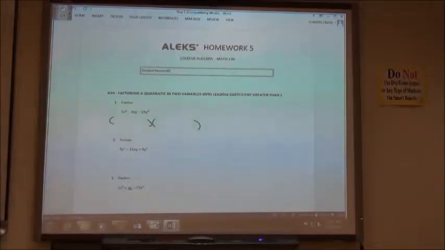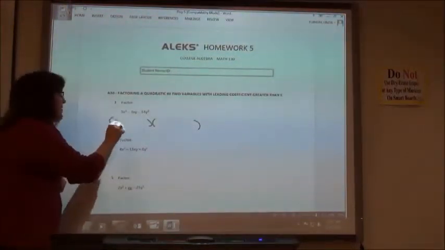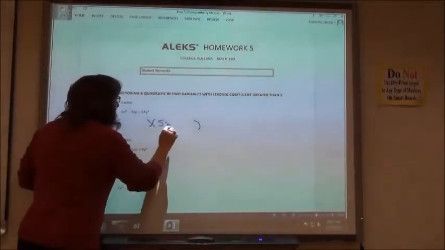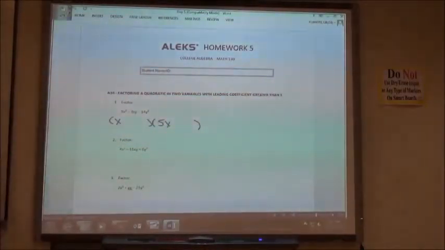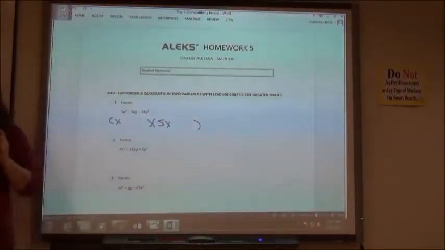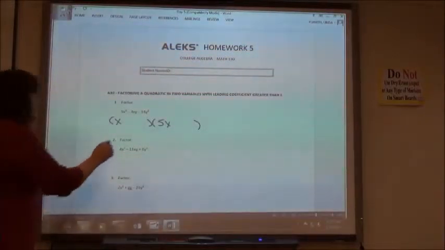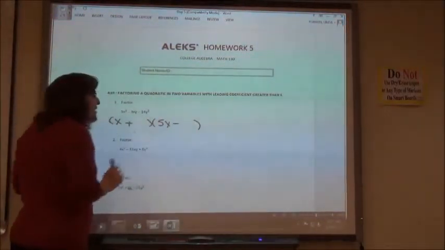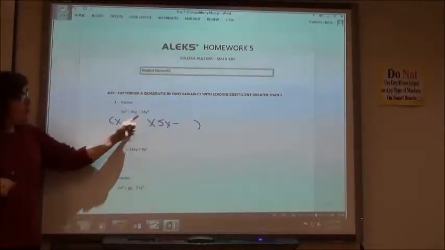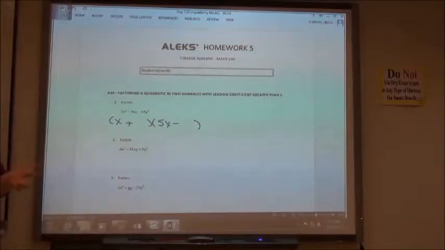So for 5x squared we would have what? X and 5x, exactly. Then we follow the same rules for our signs. If the end is negative, what are our signs? A positive and a negative. And we may have to switch them around, but we're just going to start with a positive and a negative and go from there. So now the only difference is we have a negative 14y squared, which means we're going to have a y with our number.